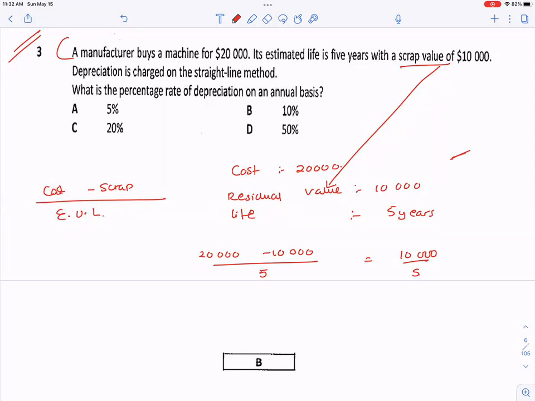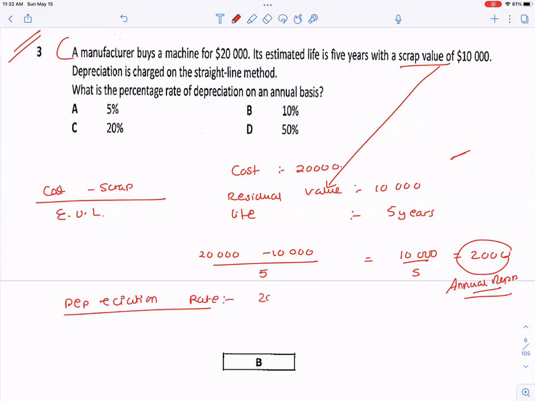5,000. 2,000. Annual depreciation. Then 2,000 divided by original price, that is 20,000, multiply by 100. Then 10%.